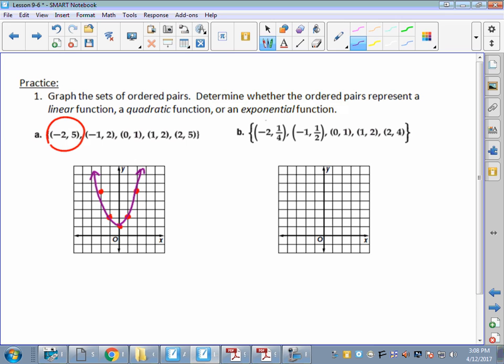Look above. Is it linear? Is it quadratic? Or is it exponential? I think you would probably all agree that this is a quadratic. This is a parabola. Everybody likes parabolas.